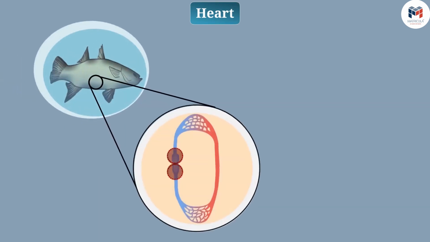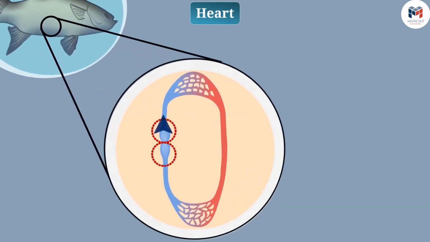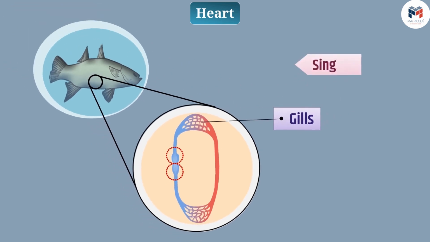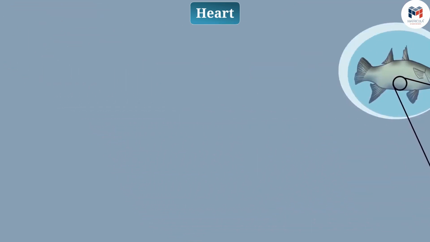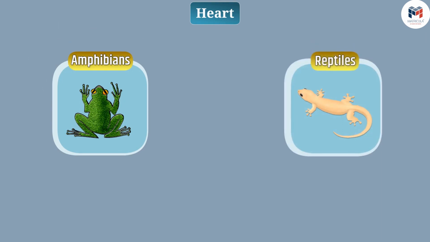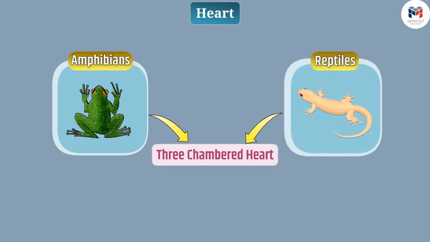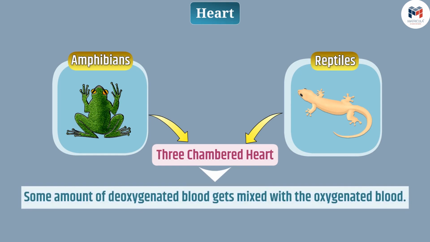There are 2 chambers in the heart of fish. For oxygenation, the blood is carried to the gills from the heart, and from gills, the oxygenated blood is transported to all body parts. Thus, in every round of circulation in fish, blood enters in the heart once. We call it single circulation. Animals such as amphibians and reptiles have 3-chambered heart. For this reason, some amount of deoxygenated blood gets mixed with the oxygenated blood.